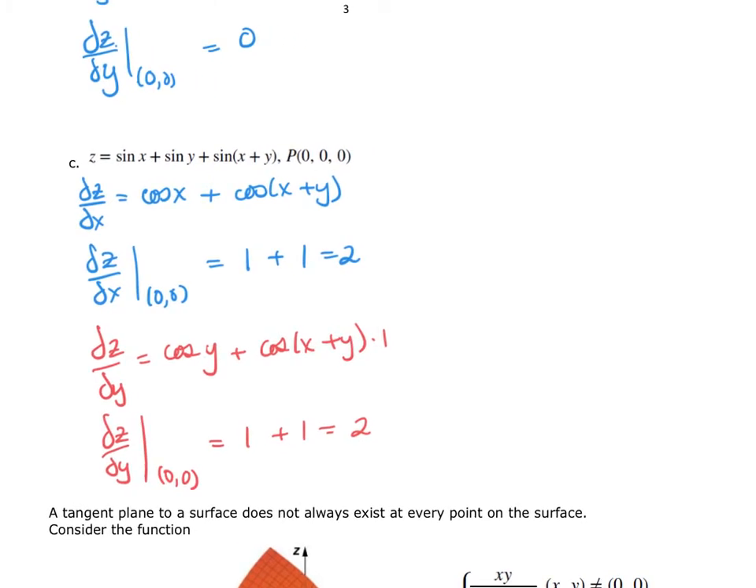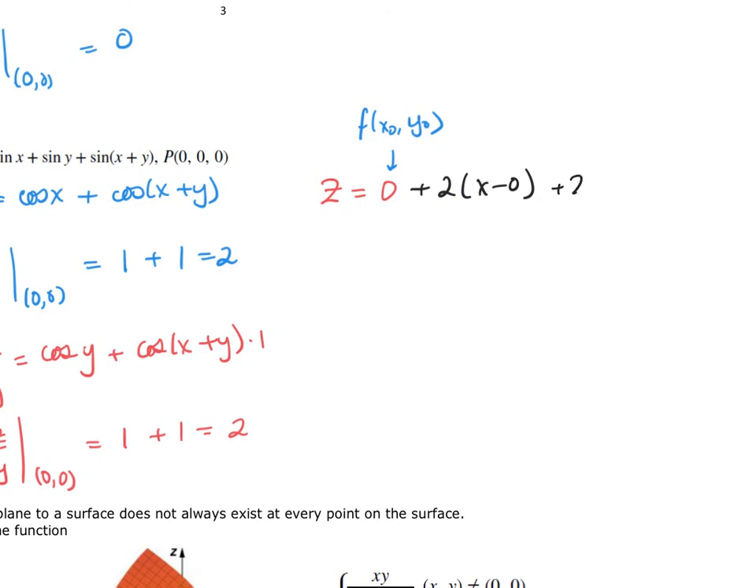Using the formula, I'm going to use again the first one, my output is z, that is, this represents f of x naught, y naught, and then it's going to be plus my 2, x minus 0, and then plus my 2, y minus 0. And so I've got z is equal to 2x plus 2y, and I can leave it like that, or I can write it as 2x plus 2y minus z is equal to 0. I'll take either one of them.